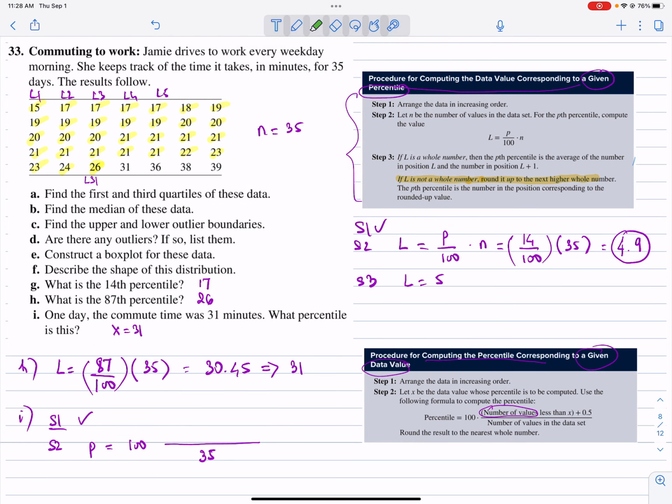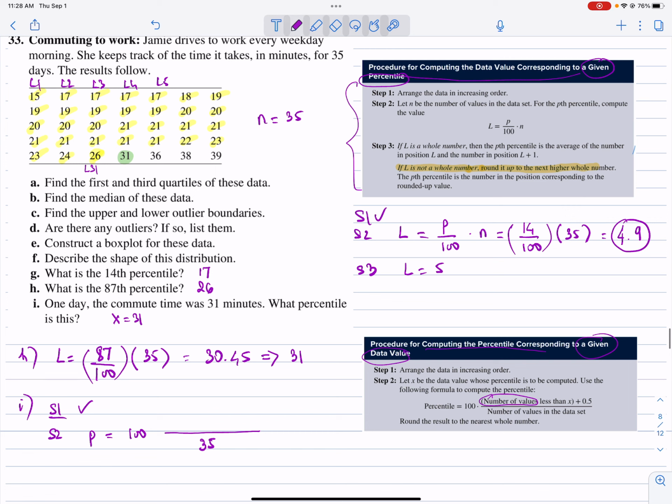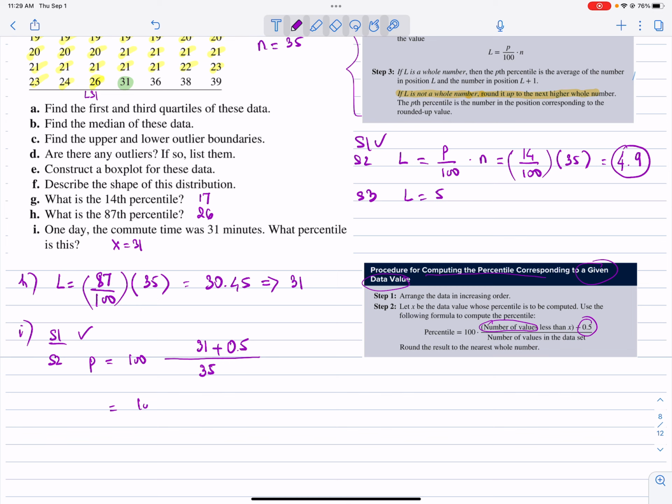Okay, so there are 31 yellow numbers, and they are less than the value 31. So we put in 31 plus 0.5, because in the formula we have 0.5. So we have 31 plus 0.5 is 31.5, divided by 35 gives us 0.9. So 100 times 0.9, and the answer is 90, and that is 90% because we are finding the percent.